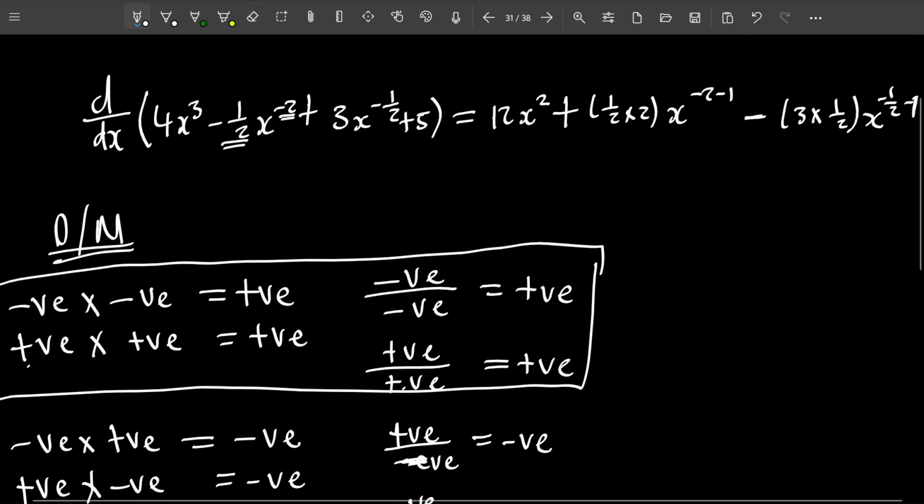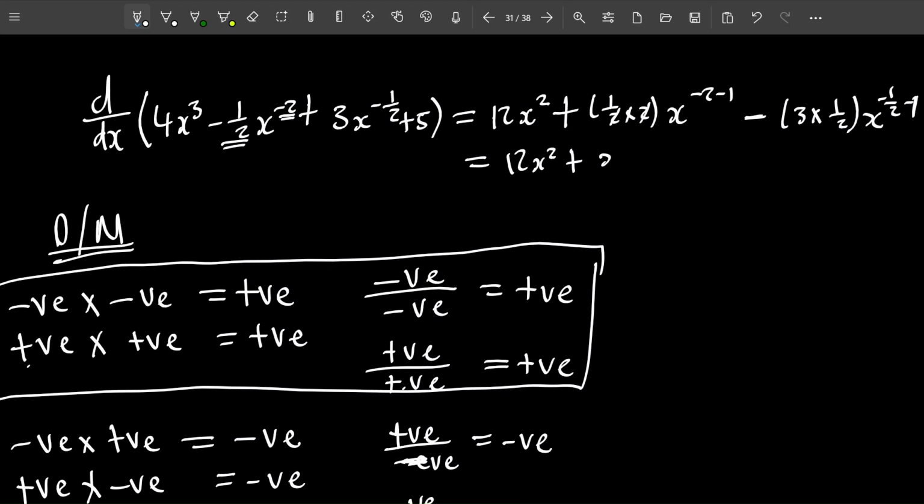When you differentiate 5, you always get a 0, of course. Here is going to be 12x squared plus half times 2. The 2 and the 2 will cancel to remain with 1. 1x, so it's going to be x to the negative 2 minus 1. You get negative 3. You can put it in the calculator if you're not sure. Then minus 3 by half is going to be 3 over 2. Because 3, a whole number, multiplies the top.